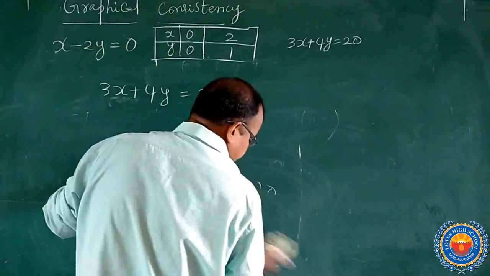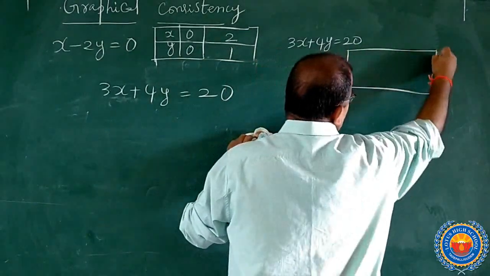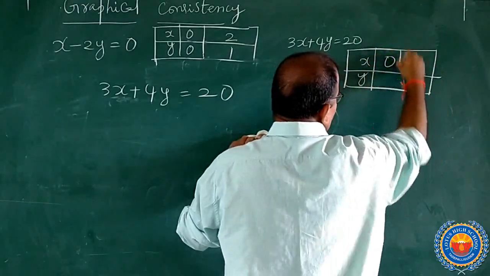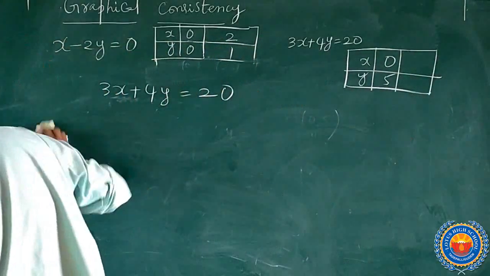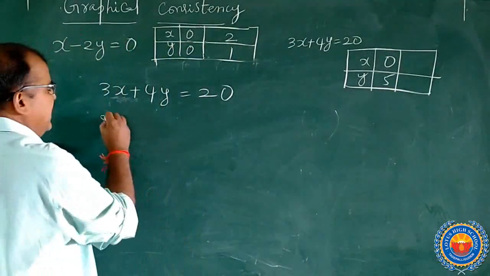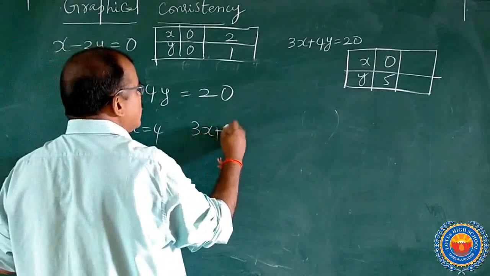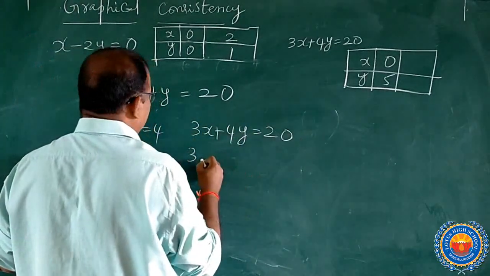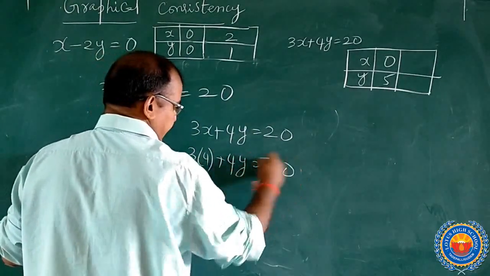We will write here x and y: 0, 5. Now I take 4. If x is equal to 4, then 3x plus 4y is equal to 20. 3 into 4 plus 4y is equal to 20.